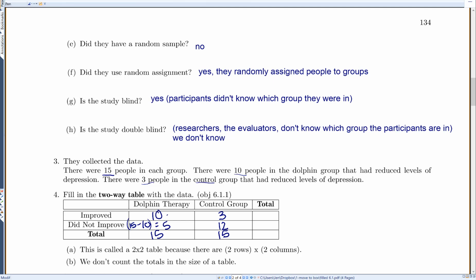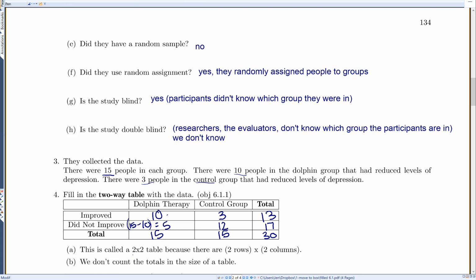So like 10 plus 3 is 13. 5 plus 12 is 17. 15 plus 15 is 30. A way to double check your work is to say, well, 13 plus 17 is 30. 15 plus 15 is 30. Make sure your totals line up whether you go across the rows or columns.